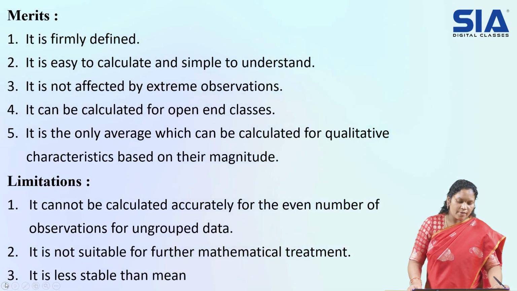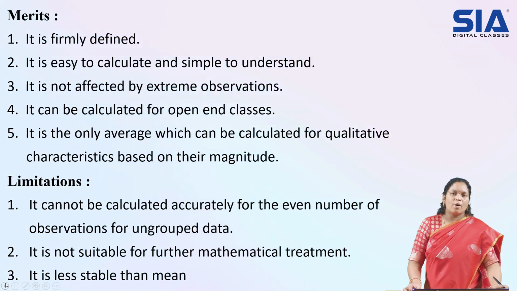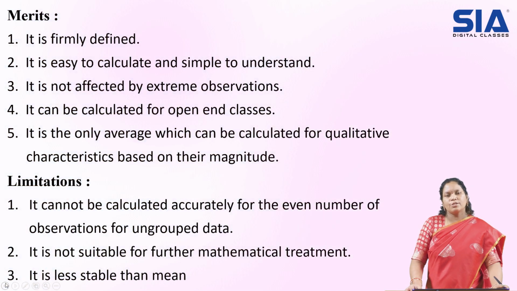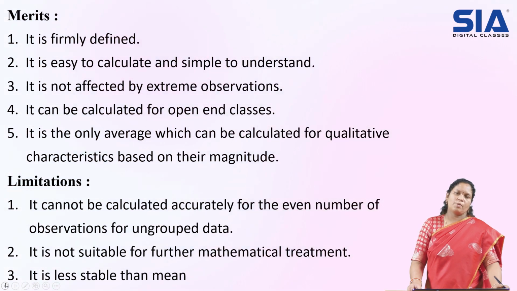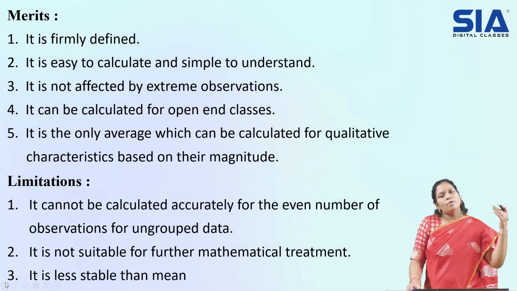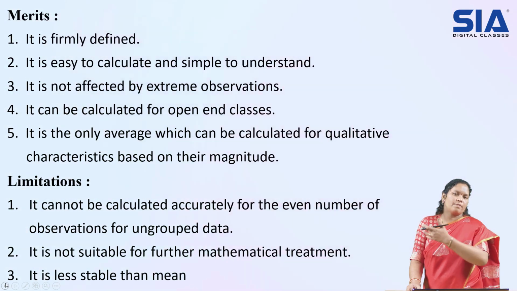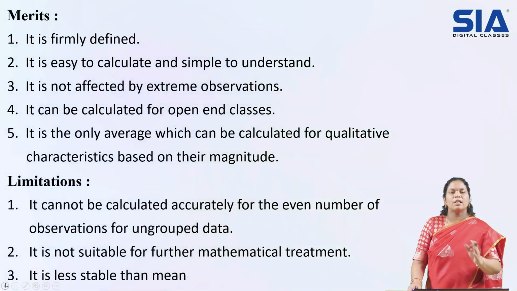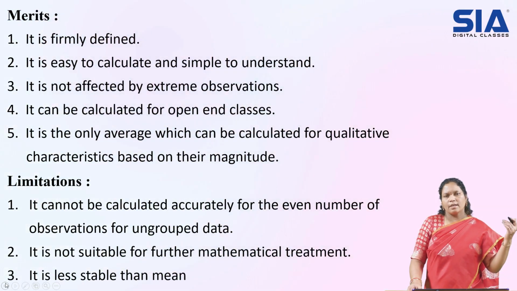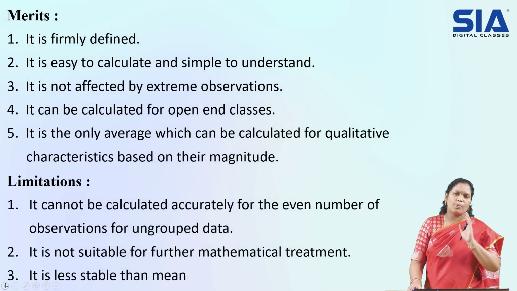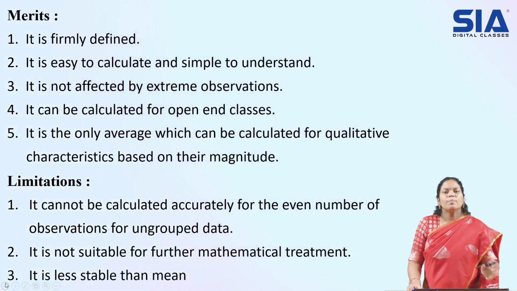So it is firmly defined. Firmly defined is nothing but a proper formula has been defined, and it's very easy to calculate. Yes, it's very easy, directly the mid value, and for continuous data also a small formula is there with which we can easily find the median. Next, it is not affected by extreme observations. The beginning values or the ending values are not taken in median, right? Exactly the middle value is considered. So even if extreme values are there, big values or a lot of values, still it will not show impact on the data because we consider the mid value.